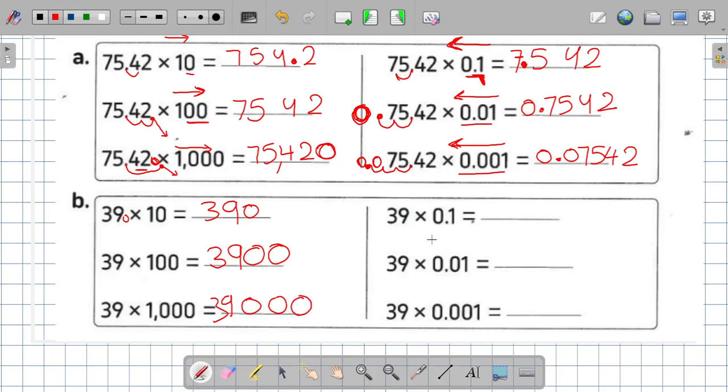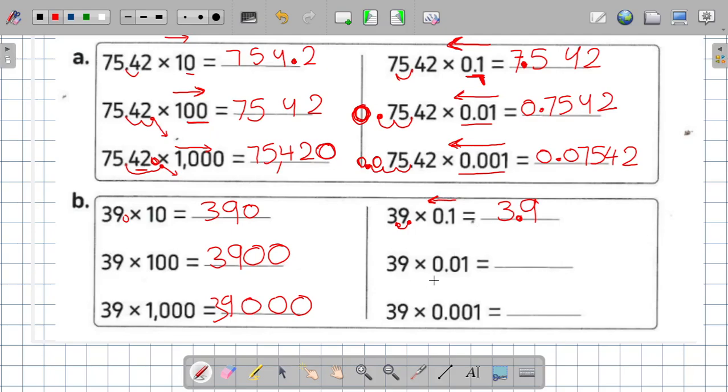Okay, but here I have 39 by 1/10. Okay, so the decimal point will be here next to 9 or at the right of 9. And I want to move the decimal point one place to the left. Okay, so the decimal point will be between 3 and 9. So it will be 3.9 or 3 and 9/10.